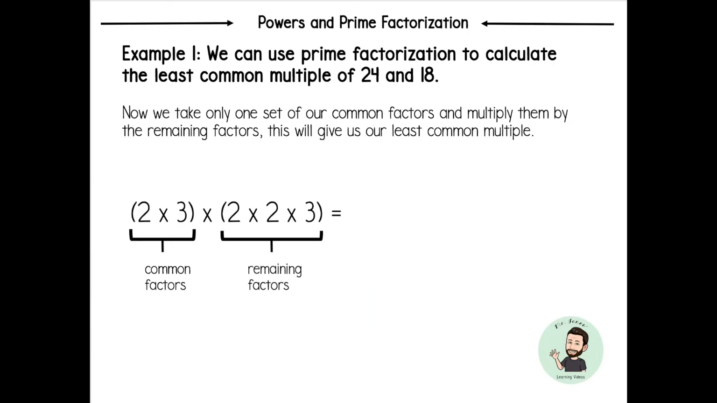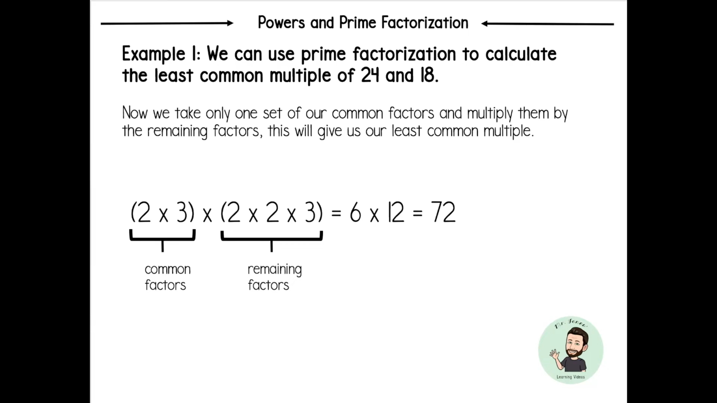So we take only one set of our common factors. So you don't do 2 times 3 times 2 times 3. You just take 2 times 3 as your common factors, even though they're shared between both of the numbers we're looking at. And we multiply them by the remaining factors, in this case 2 times 2 times 3. This will give us our least common multiple.